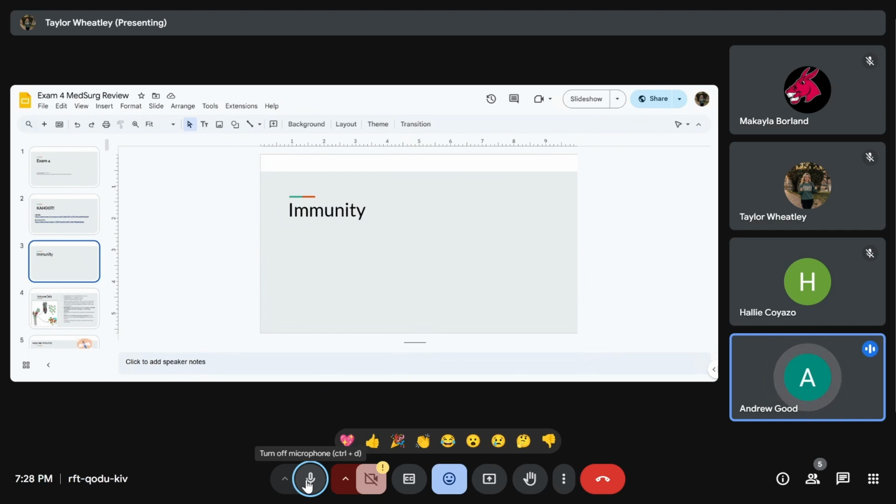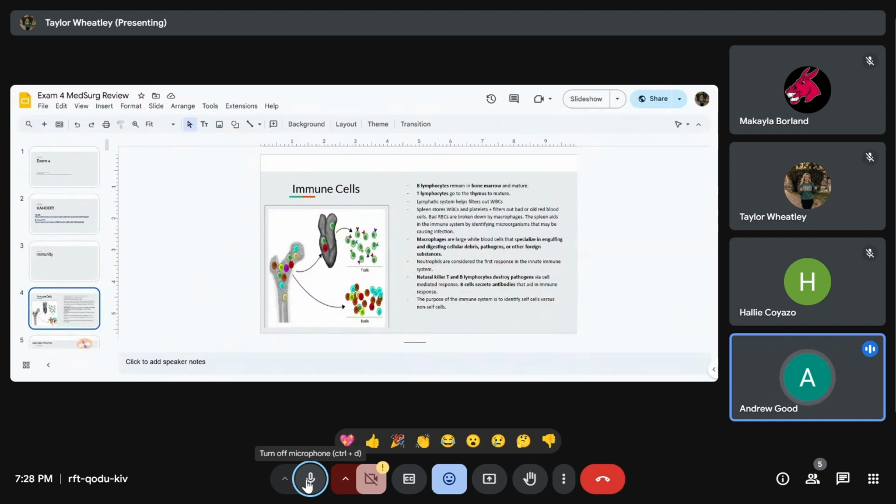So to start off, immunity. The immune cells within our body, you need to know B lymphocytes and where they come from, and T lymphocytes and where they come from. Everything comes from the bone marrow, except those T lymphocytes go to the thymus to mature, and the B lymphocytes stay in the bone marrow to mature. It's a nice mnemonic: T for thymus and B for bone marrow. As long as you remember that, it should be okay.